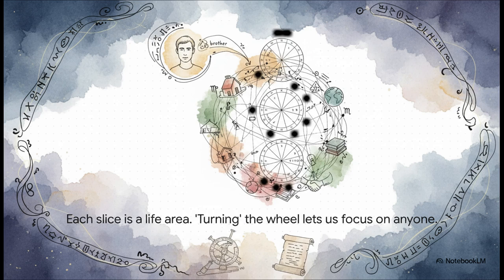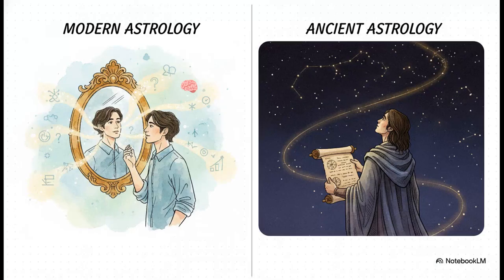But, and this is a huge but, this modern psychological way of using astrology is a universe away from where it all began. You see, the original form of this astrology had a totally different focus. Modern astrology is all about your potential. It asks, what can you become? Ancient astrology, it was all about destiny. It asked a much starker question: what will become of you? It wasn't a tool for self-discovery, it was a tool for knowing your fate.